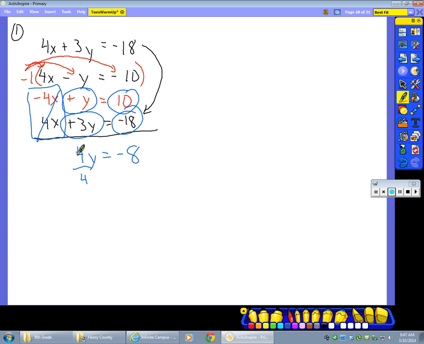Yes, I would divide both sides by 4 because that's the opposite of multiplying by 4. And I've got y equals what? A negative 2. That's right. You learned in 7th grade that a negative divided by a positive is going to give me a negative answer. So I have y equals negative 2. All right, let's go with Daniel. What do you think, Daniel? What am I going to do next?